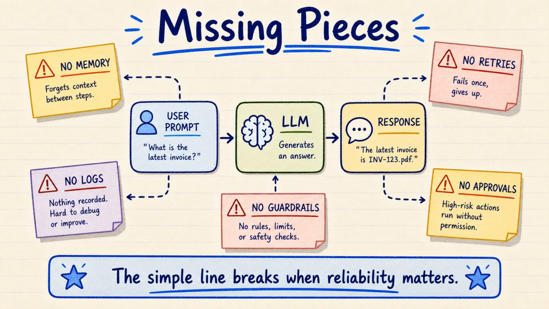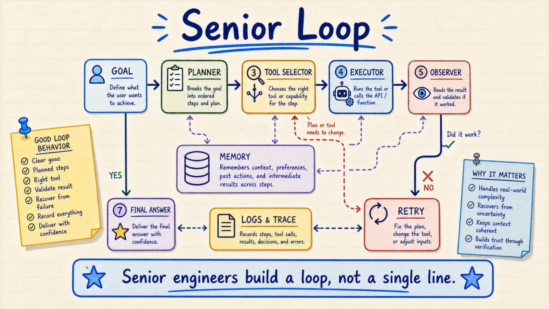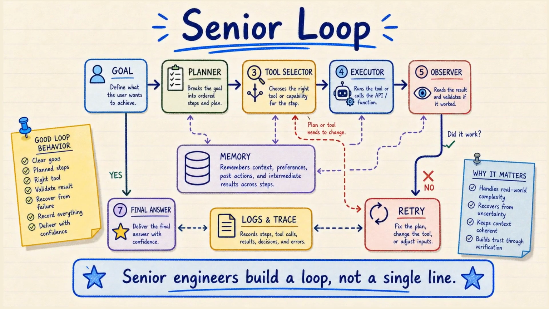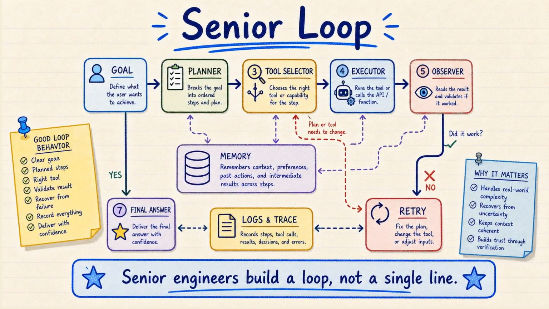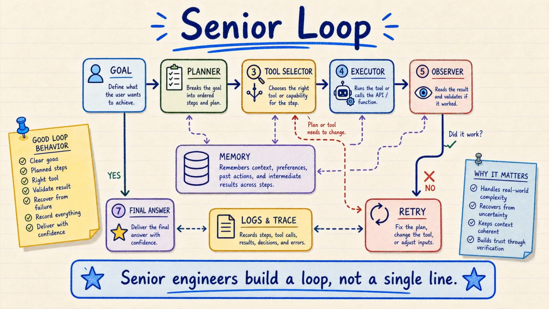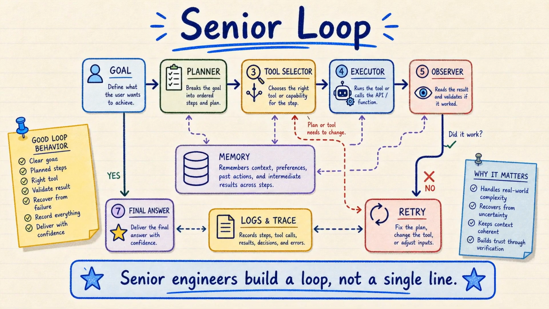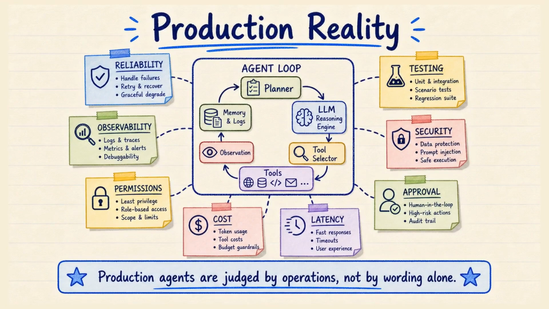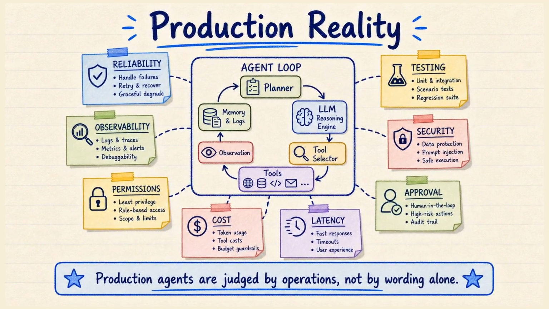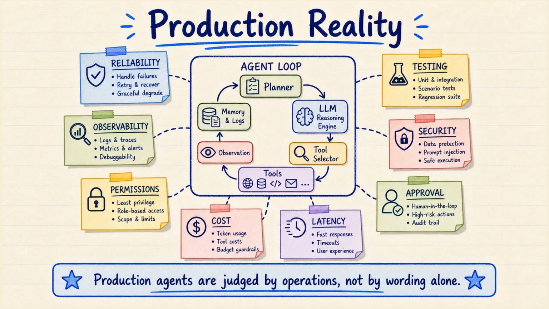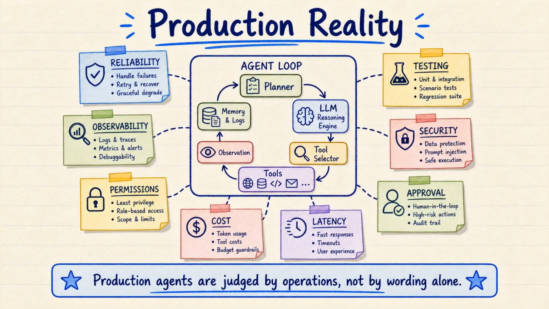Senior engineers build a loop instead. User goal, planner, tool selection, execution, observation, retry, final response, and logs. The loop is what makes the system governable. They also care about the operating realities: reliability, observability, permissions, cost, latency, testing, security, and human approval. Those concerns are what separate a clever demo from a trusted system.